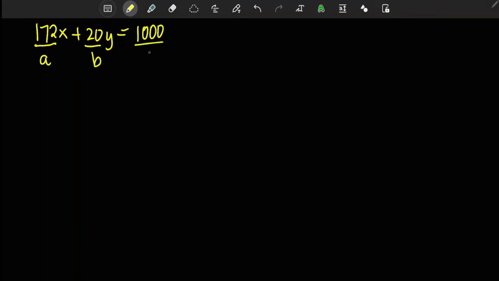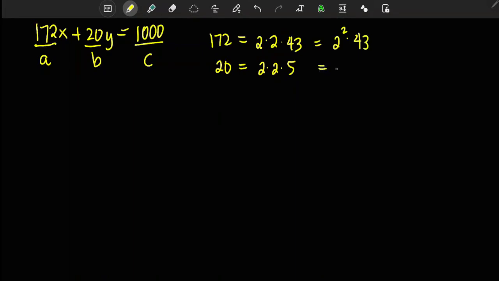Yung 100, yun yung magiging C. Yung 172 can be factored as 2 times 2 times 43. On the other hand, yung 20 can be factored as 2 times 2 times 5. The prime factorization of 172 is 2 squared times 43, while the prime factorization of 20 is 2 squared times 5. Clearly, the GCD is equal to 2 to the 2.